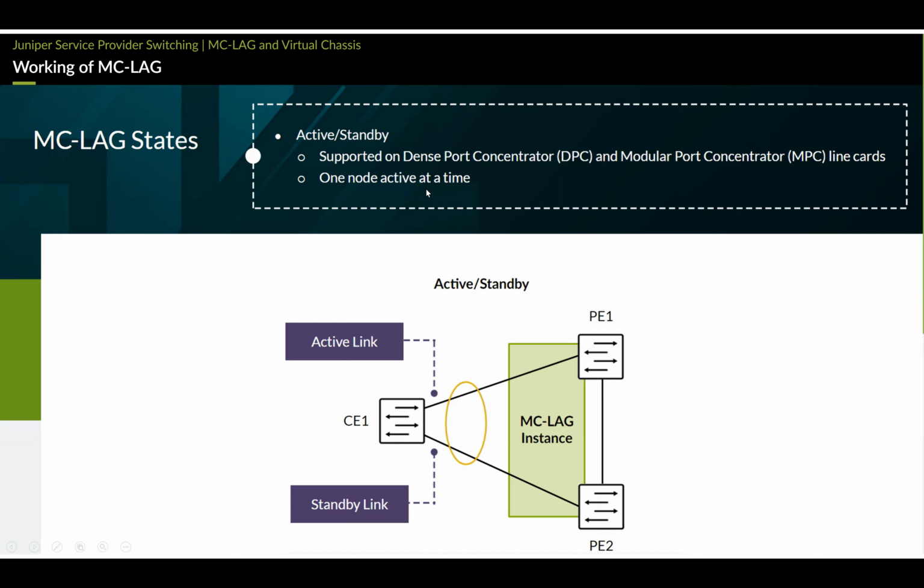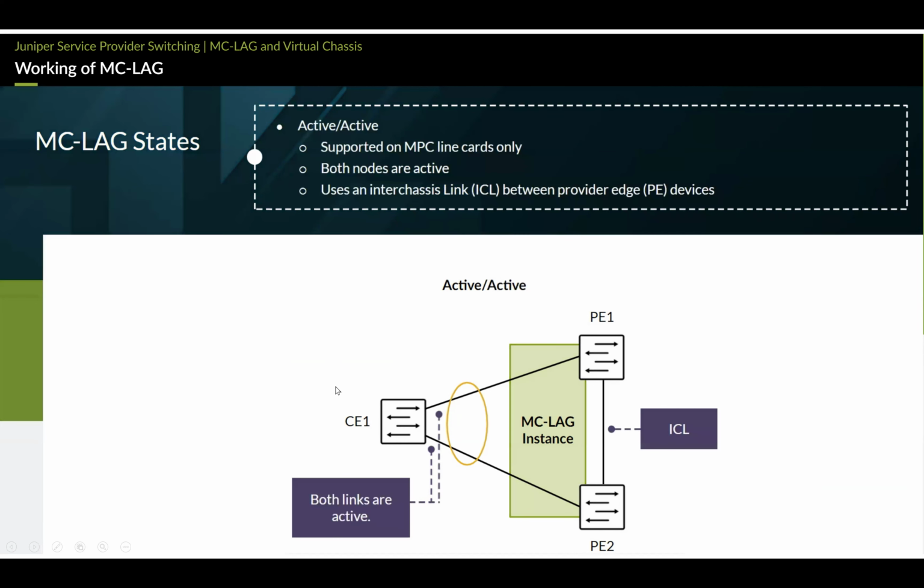One node is active at a time. That is active standby mode. Then next, active-active. Active-active only supports MPC line cards. No other card supports active MCLAG state. So both nodes are active, you send traffic on both links, and both links work as active links.